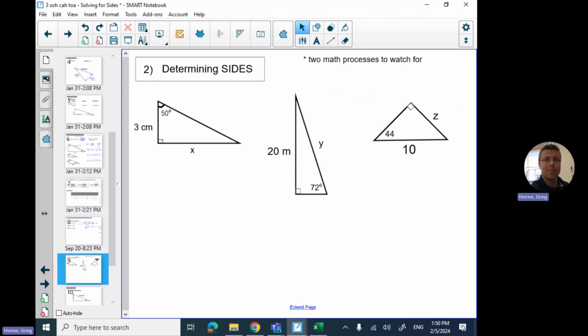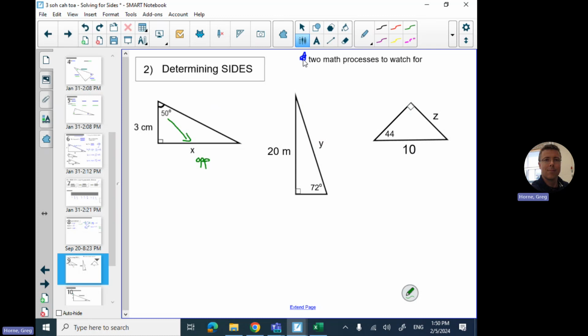So there are two processes to watch for when you're solving for sides. One easier one and a harder one. The main process is always the same. You start by labeling your sides so you can figure out what ratio relates to the sides of the question. In this case, you're looking for side X, which is on the opposite side of that angle, 50. If you're given the angle, you're going to be using it.